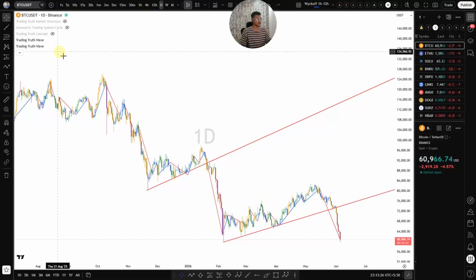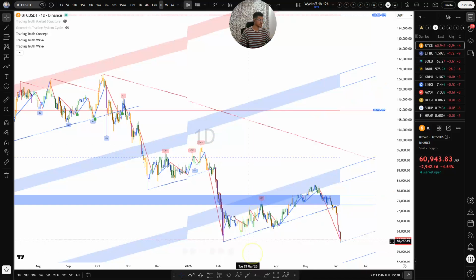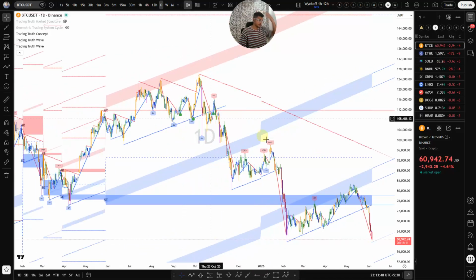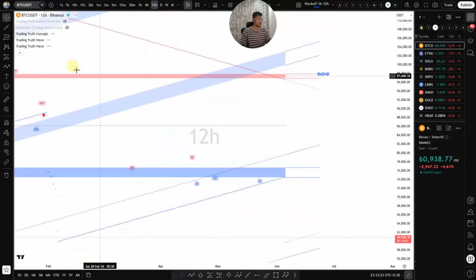All right. And let's see what happens when I add the trading truth concept. You see, now it suddenly makes sense, right? You see how this trend line got shifted, and then this was the big move that started. So it actually is saving us from all these false moves. Okay. Yeah. So this is on the daily.